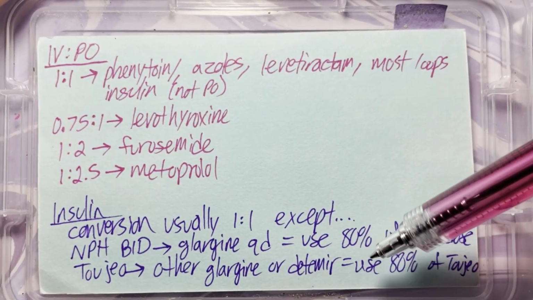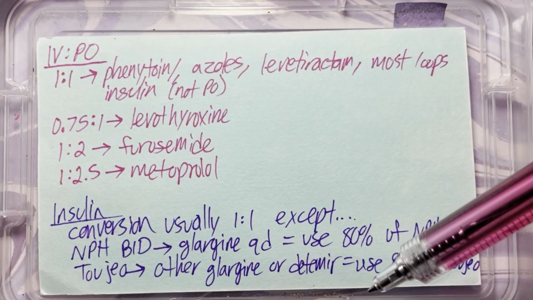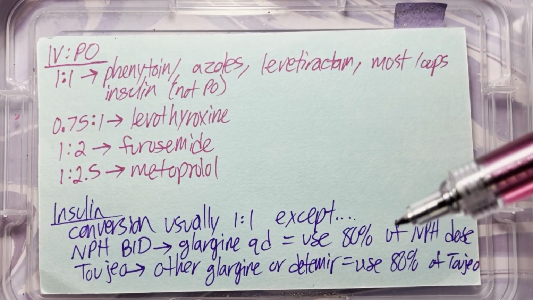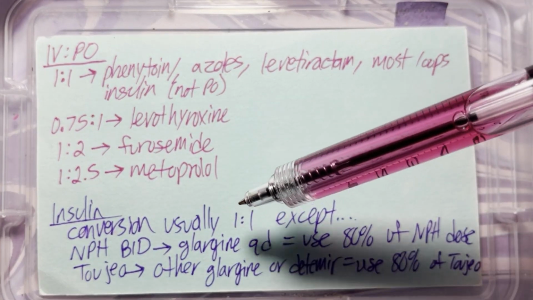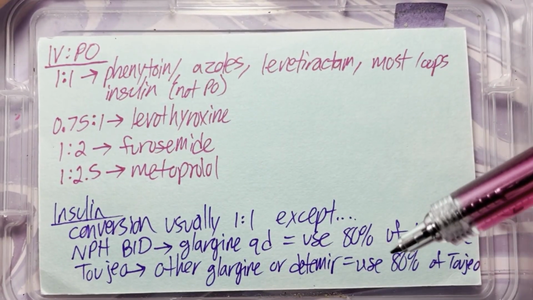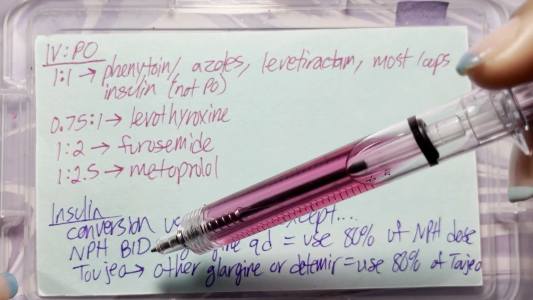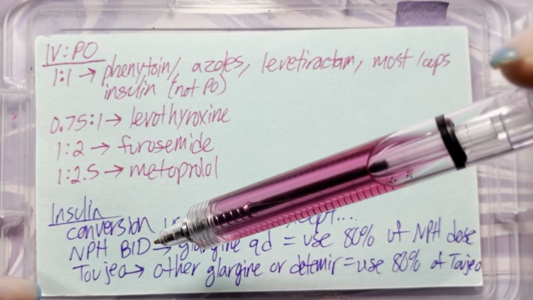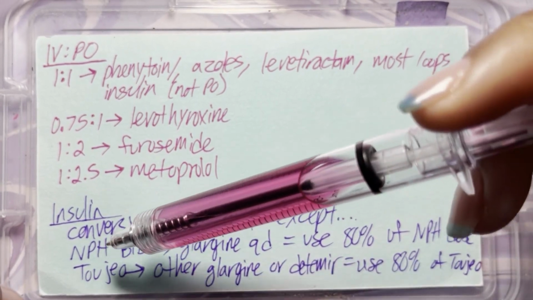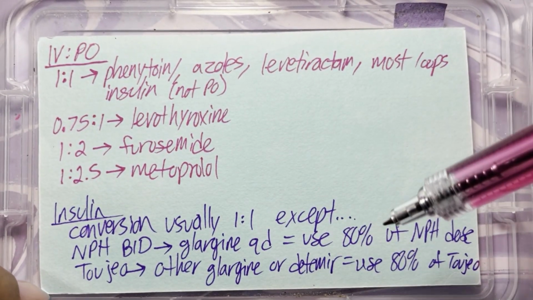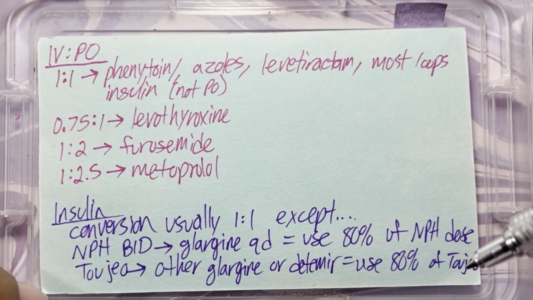These insulin conversions, oh my gosh, I really just wrote it over and over until it stuck because I did think it was very important. So conversion is usually 1 to 1. That's your baseline. Except NPH twice a day. When you're converting from NPH twice a day to glargine once a day, use 80% of the NPH dose.